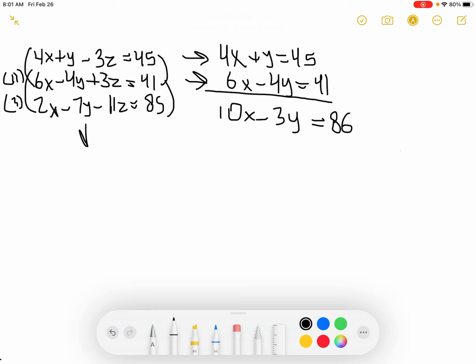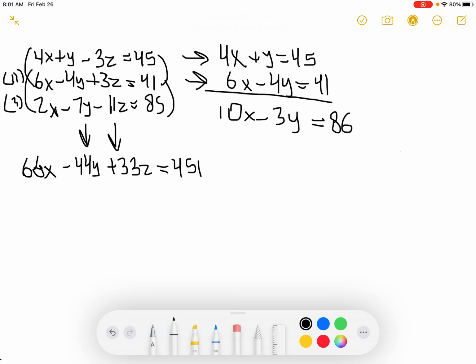So we go down here and simplify the equations. 11 times 6 is 66x. We have that here. Then we do 11 times 4y, which is negative 44y. And then we have plus 33z. And then 11 times 41 is 451.